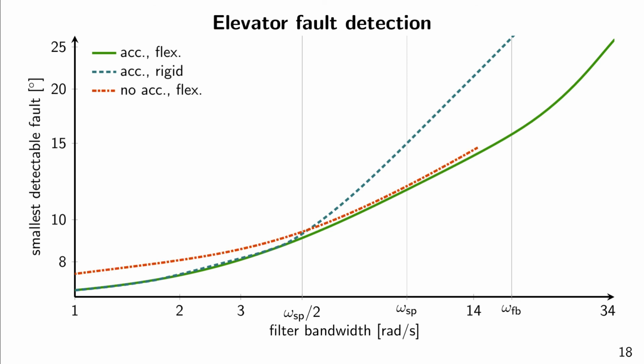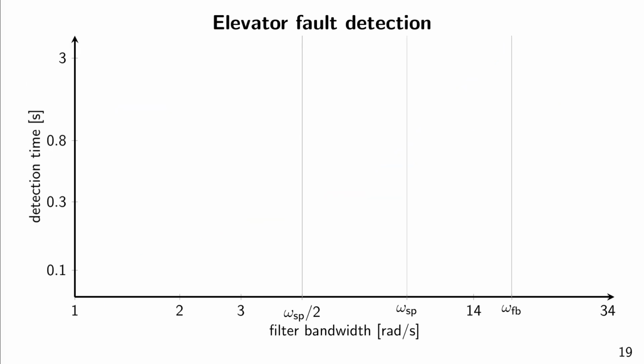When the acceleration measurements are not involved in the design, the performance is uniformly worse than in the ideal case, but it degrades much less above omega SB/2. The values are only plotted up to this point because here the filter bandwidth jumps to unrealistic values. This is also the case when the design is carried out using the rigid model. Note that while without the acceleration measurements the achievable performance is limited, it isn't impacted by the choice of the design model so heavily. Let us also look at the detection time as a function of filter bandwidth.